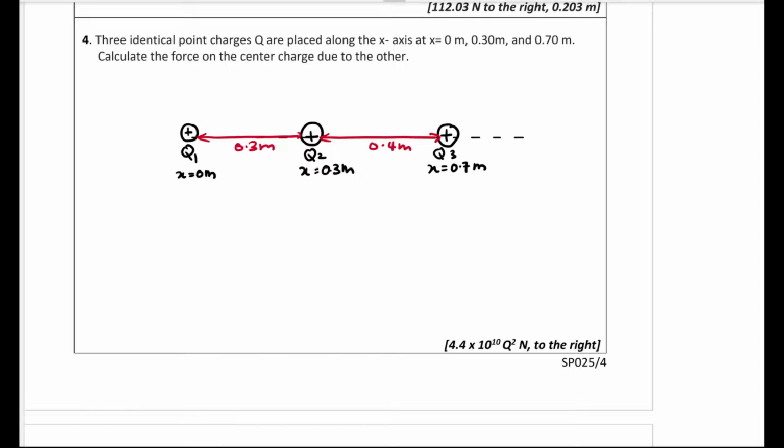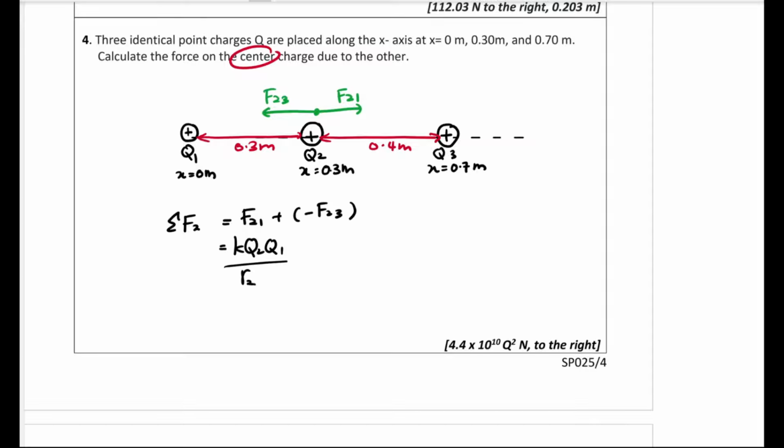Alright. And then calculate the force on the center charge. The center charge means the second charge. Okay, positive. The force on charge 2 due to 1 is to the right. The force on charge 2 due to charge 3 is to the left. They are repelling each other. So we want to calculate the total force. This is the same as before. F21 positive because to the right, plus negative F23. So this one you can substitute: K Q2 Q1 over R21 squared minus K Q2 Q3 over R23 squared.